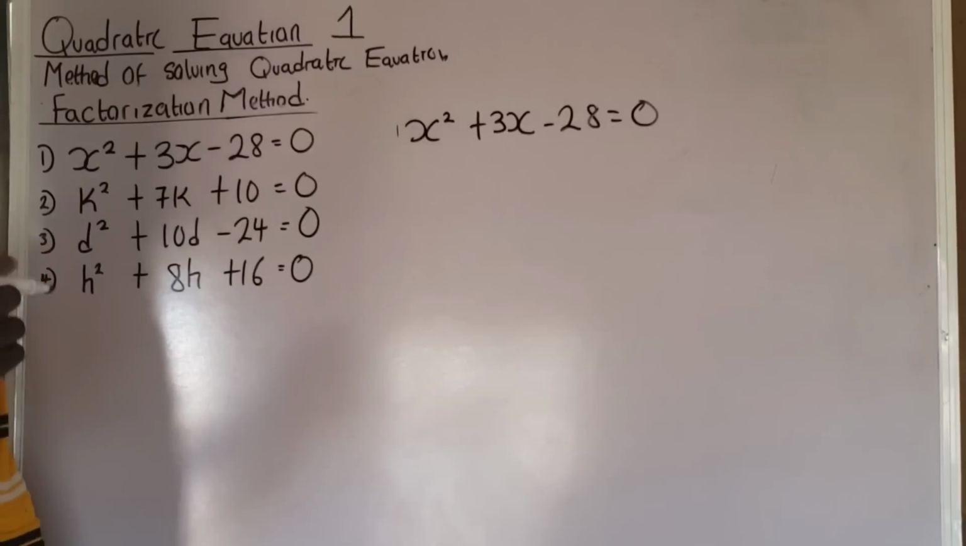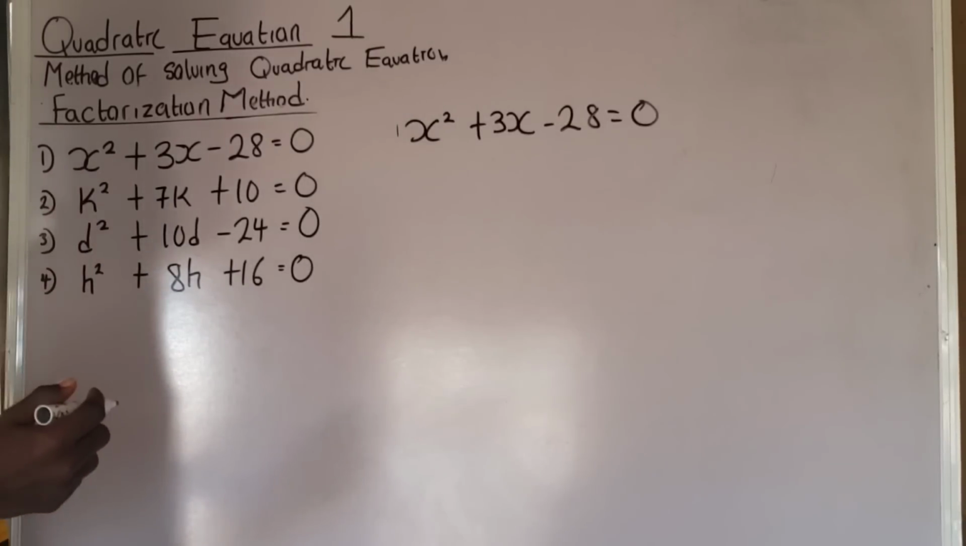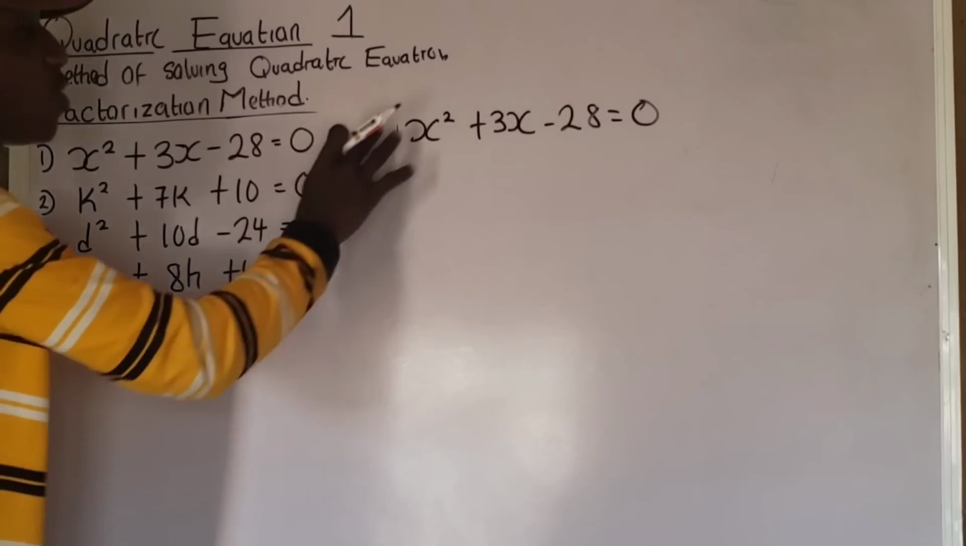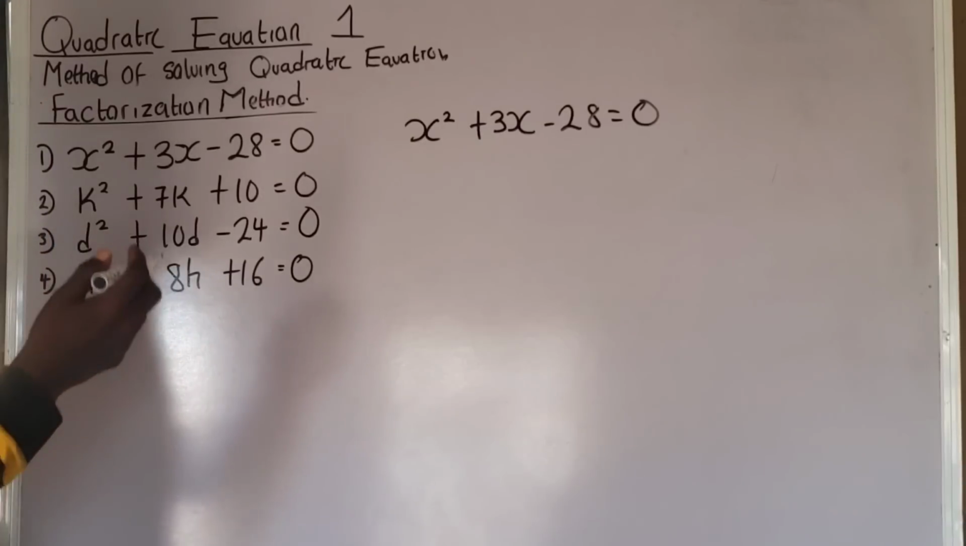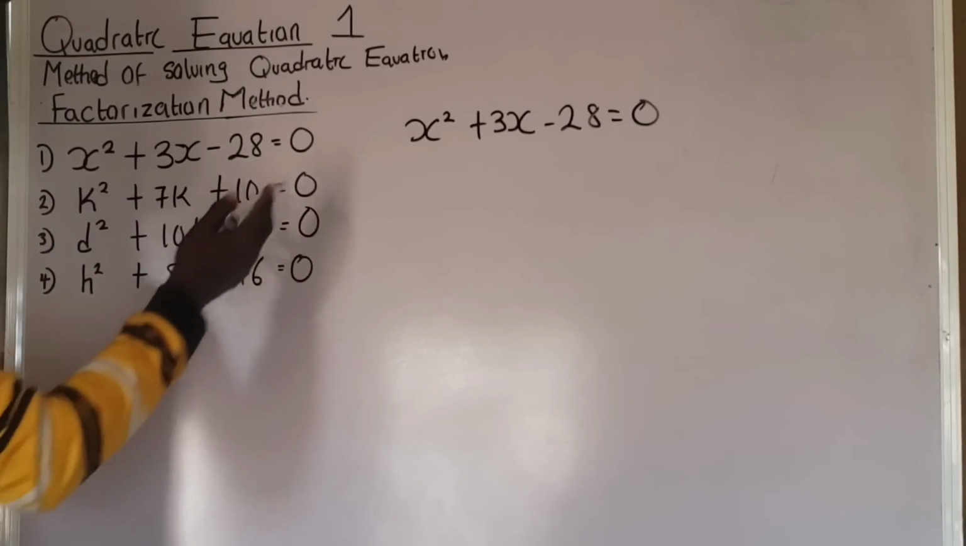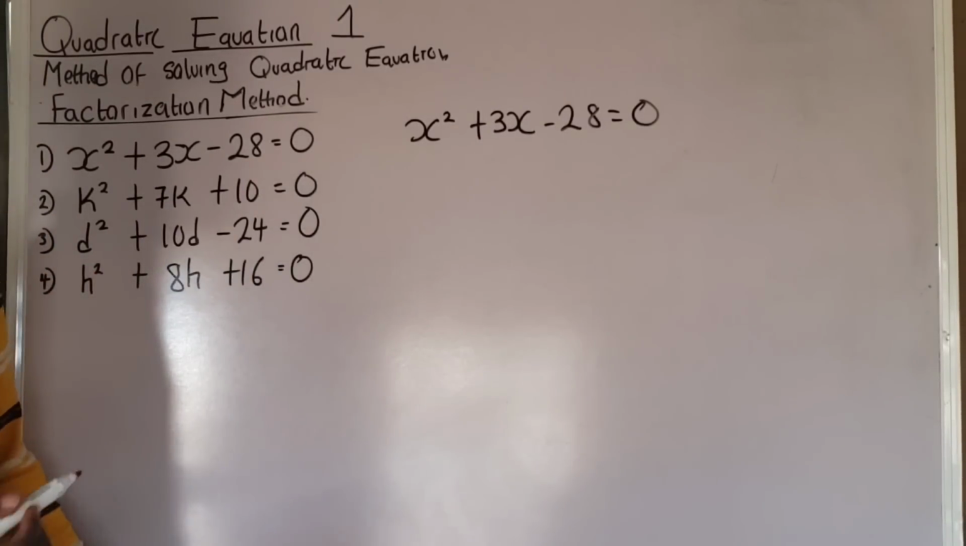a is the coefficient of the unknown that has the highest power. Are you paying attention? So now, the value of a is 1. This means that this quadratic equation is unity. The value of a in this quadratic equation is unity. That is, it is 1.